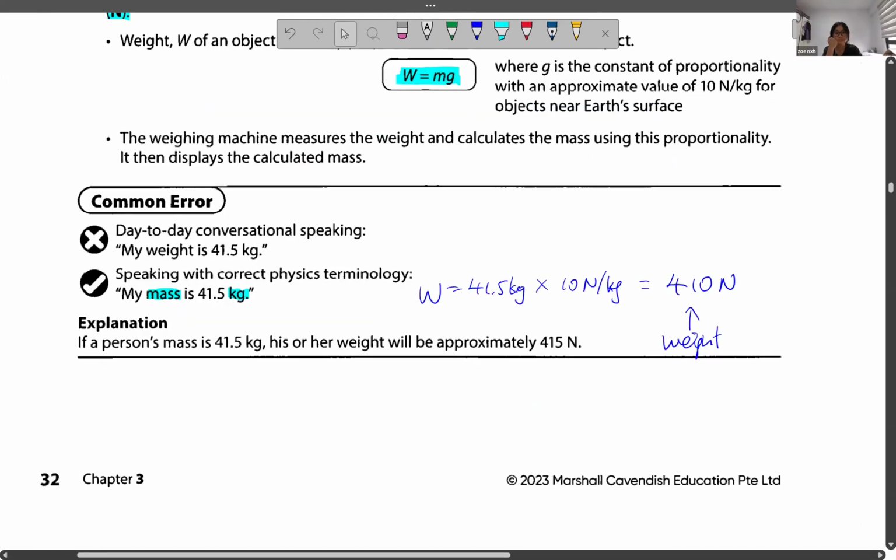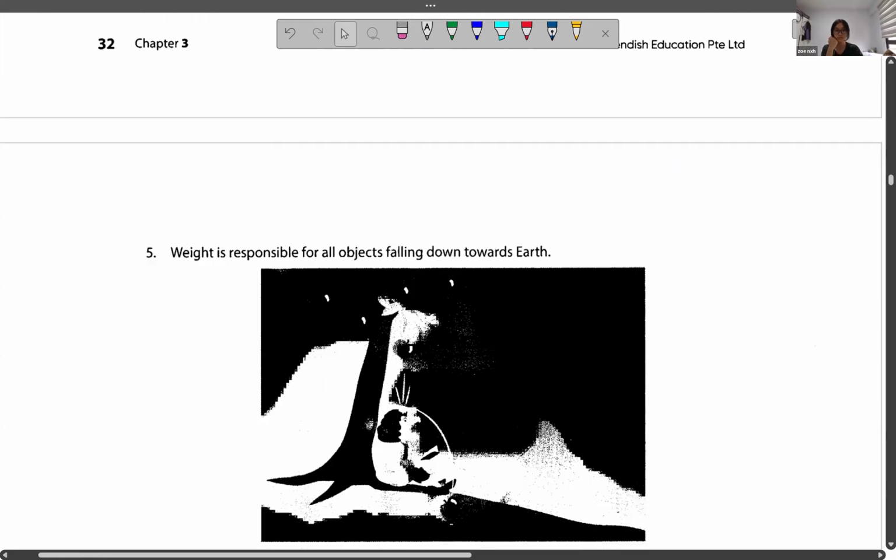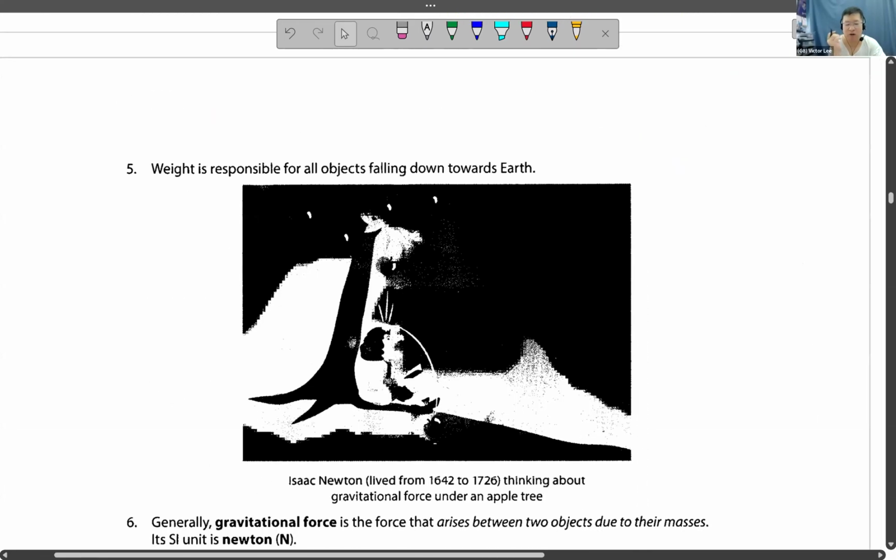Can? Okay, good. So weight is responsible for all objects falling towards Earth. Now, why do I say weight responsible? Because weight is actually the gravitational force. The force of gravity acting on any object is called weight. So generally, gravitational force is a force that arises between two objects due to their mass. And we always talk about Earth gravitational force because Earth gravitational force is huge enough for us to feel it.